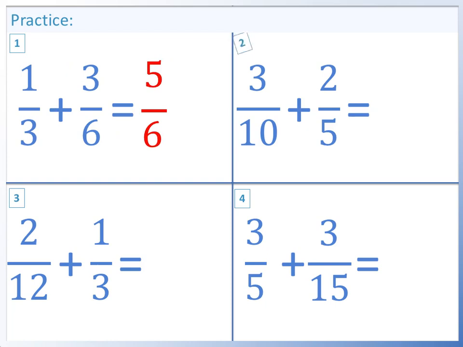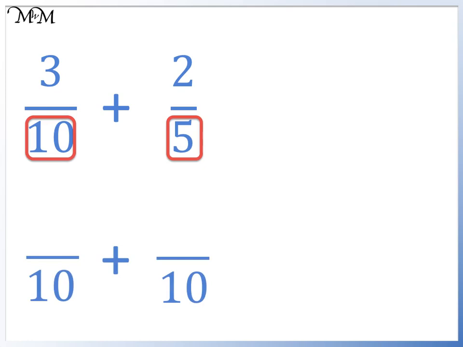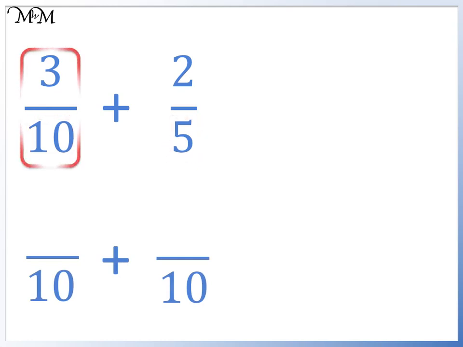Question 2. 3/10 add 2/5. Looking at the denominators, we see that 5 divides into 10, so 10 can be our common denominator. If we look at 3/10, it already has a denominator of 10, so we don't need to change it.